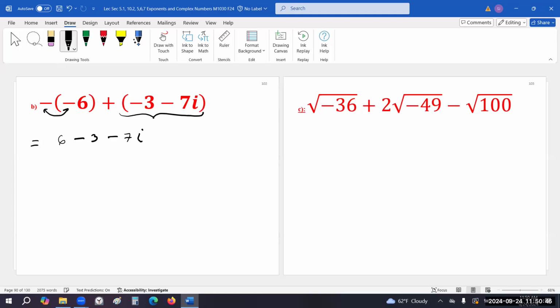Great. So what do you have now? Any like terms? See, you got it correct. Be confident. 3 minus 7i. You can distribute the positive sign, but basically it means you're not changing anything. You simply have negative 3 minus 7i.